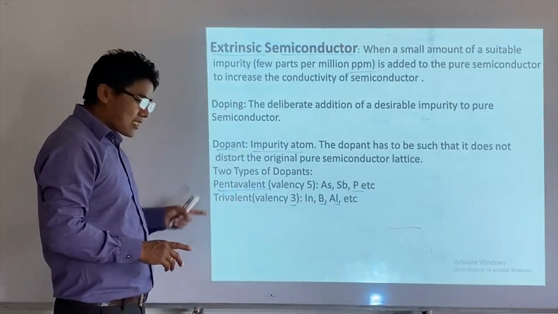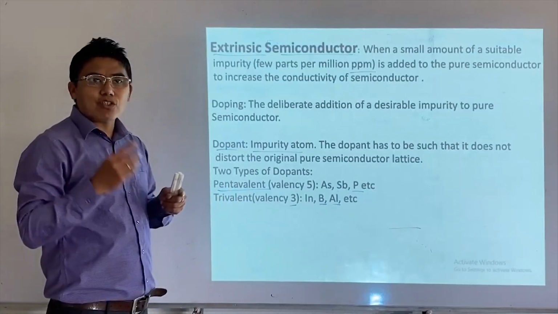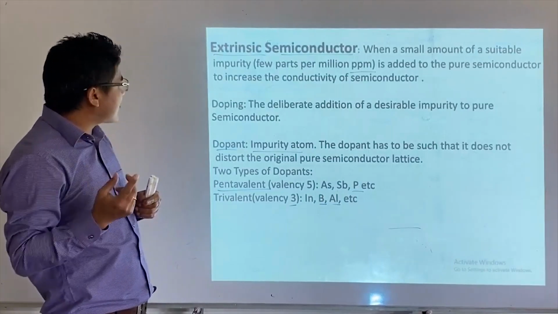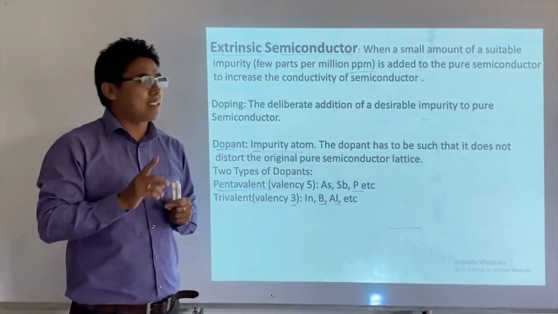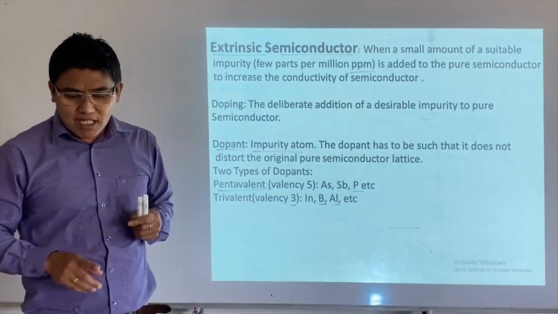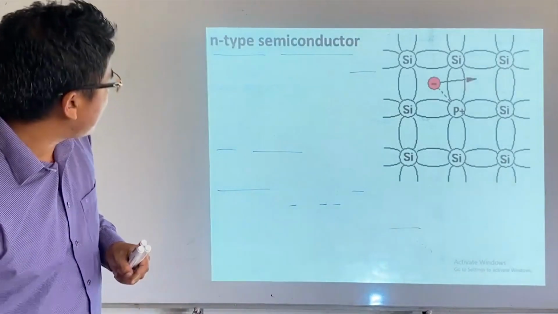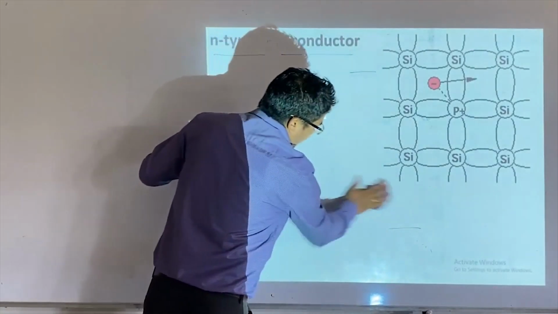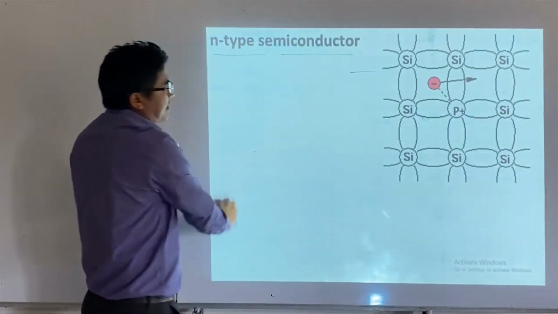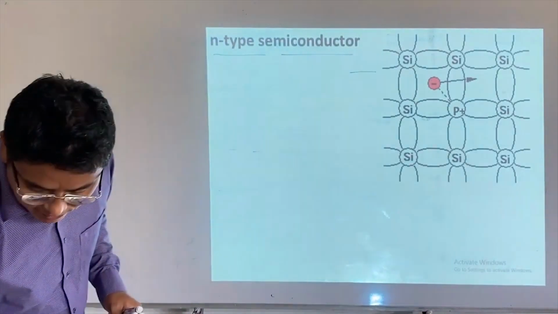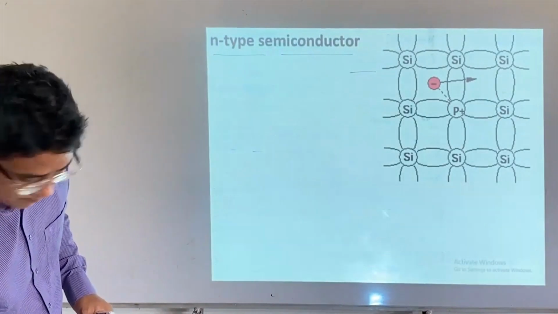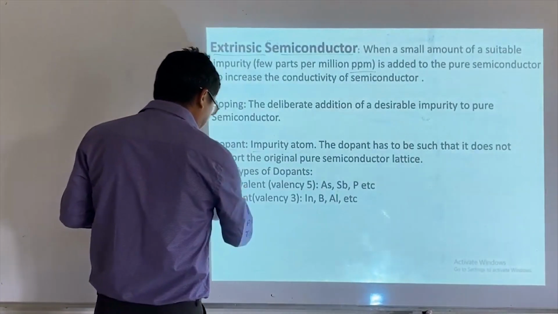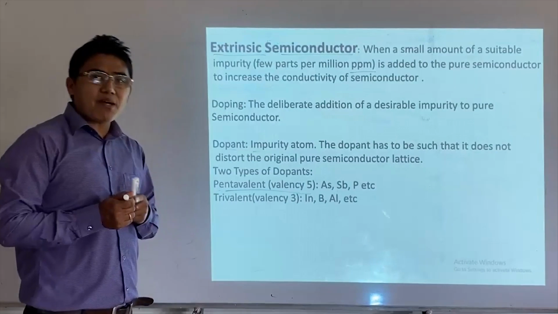So based on this impurity, we have two types of extrinsic semiconductor. One is what we call P-type semiconductors, another one is what we call N-type semiconductors. So what are N-type semiconductors? In the case of N-type semiconductors, we use pentavalent atoms.